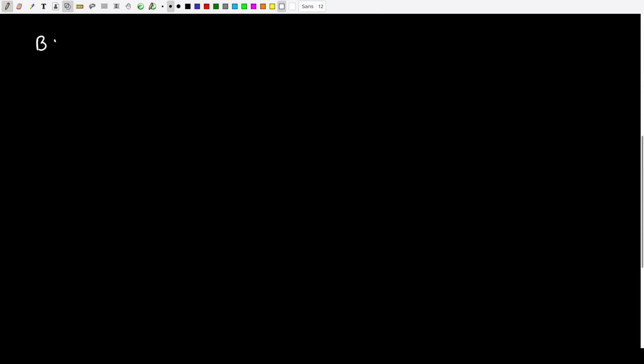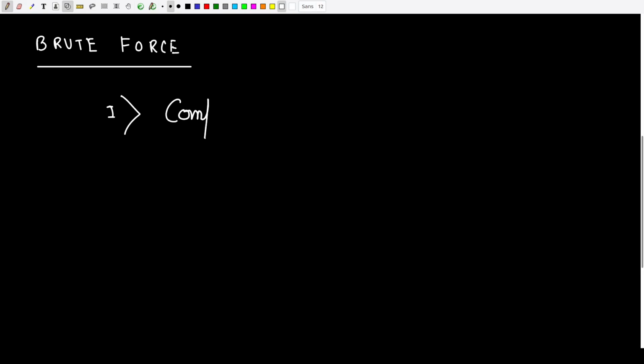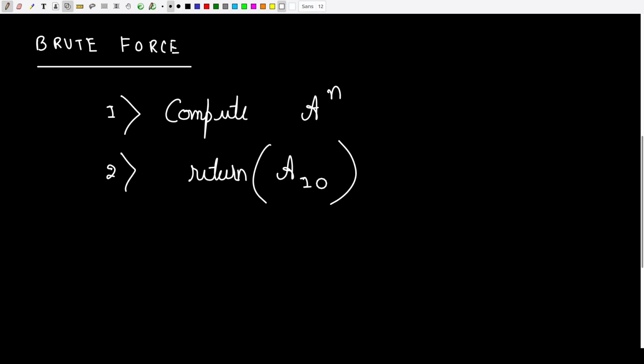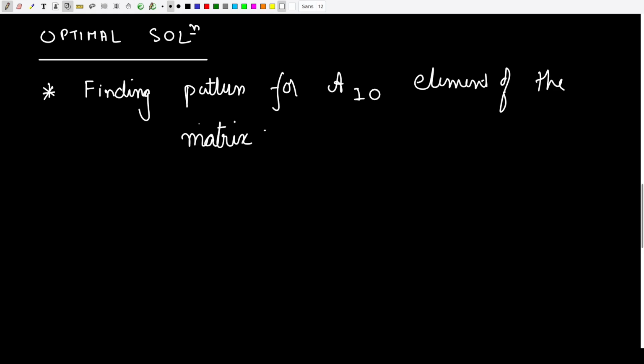So let us first discuss the brute force solution of this problem. In the brute force solution, we are going to compute A to the power n, and once we have computed A to the power n, we are going to return the 0th element of the first row. So that's the brute force solution, folks. Now let us discuss the optimal solution for this problem. Well, the optimal solution relies on the fact of finding a pattern for A 1 comma 0, which is the 0th element of the first row of the matrix.